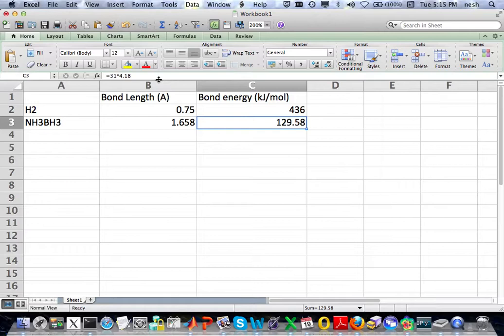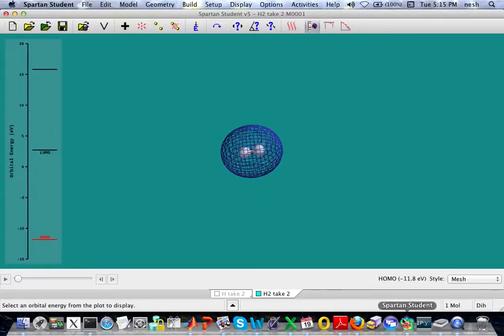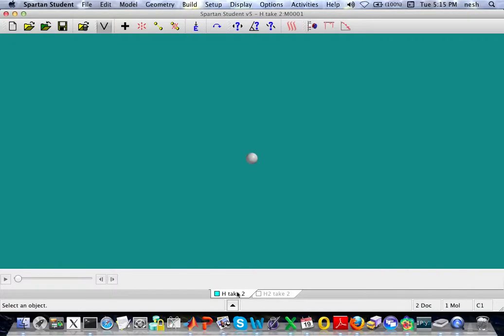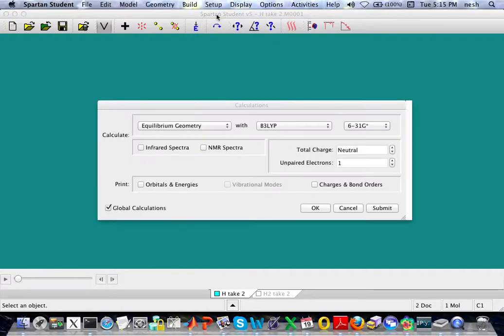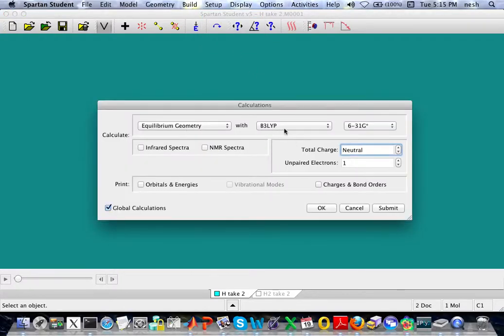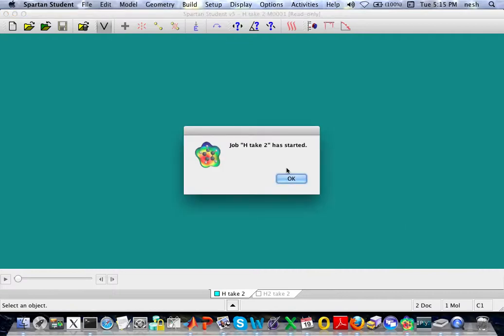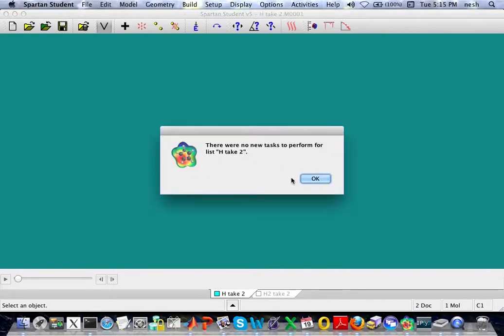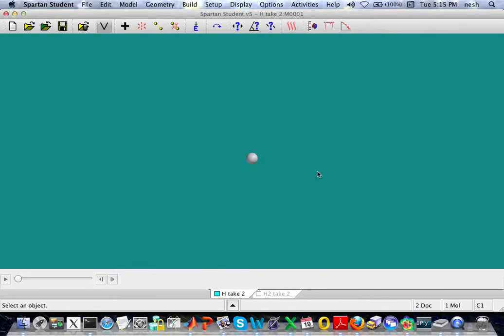Our next task is to go to Spartan, and there's the hydrogen atom, and you'll have to add this, of course. Now there's setup calculations, B3LYP equilibrium geometry, not charged, but notice that I've had to put one unpaired electron, and so there we go. I've submitted it, and now it's all done. Yours will take a little bit longer because mine was already calculated.